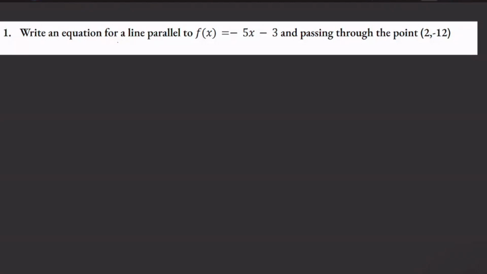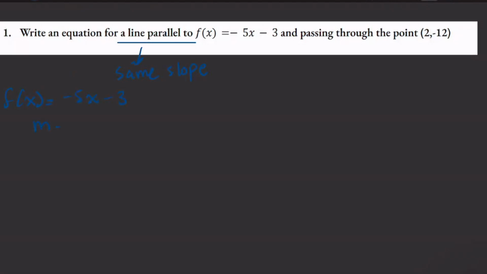Start with a line parallel to a function. Whenever you see something parallel, know that they have the same slope. So now here I have the function f of x equals negative 5x minus 3.